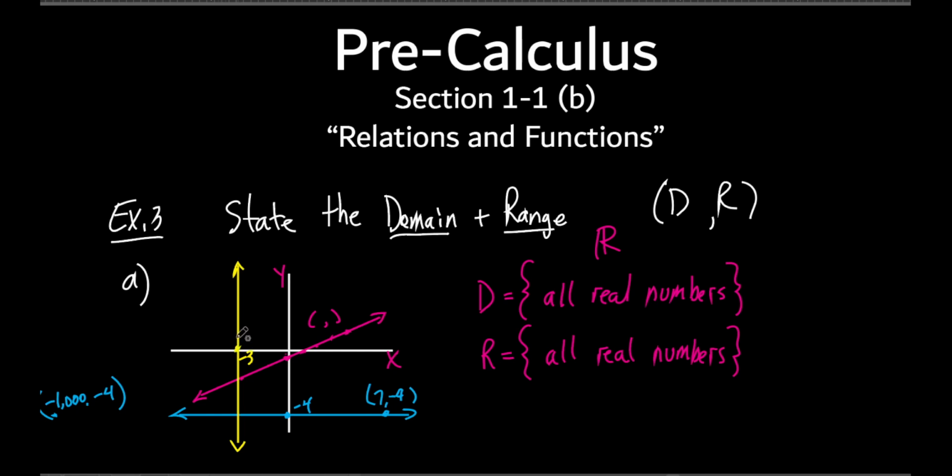You understand what we're trying to find when we do domain and range now? With these kinds of lines, it's kind of simple to understand. But there's going to be some other lines that are kind of weird.